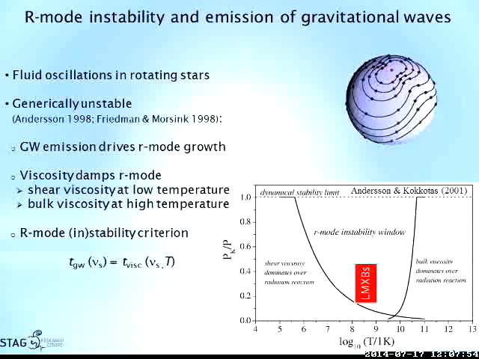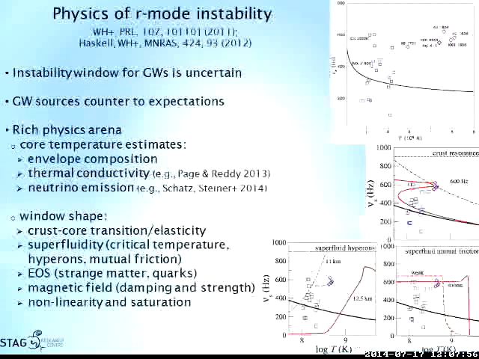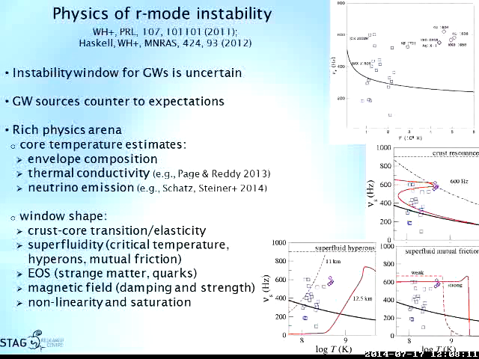So in the interest of time, I'll skip this. But the point is that R modes are of particular interest because they are generically unstable to gravitational radiation. So they're good sources. If an R mode is active, if that fluid oscillation that you saw is operating in a neutron star, it'll generate a good amount of gravitational radiation that can be detected by LIGO, for example.